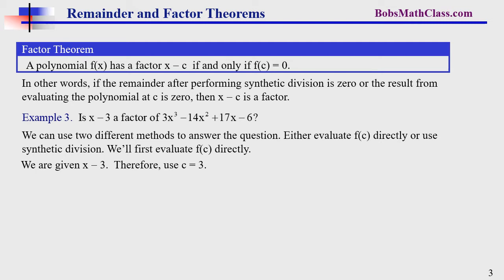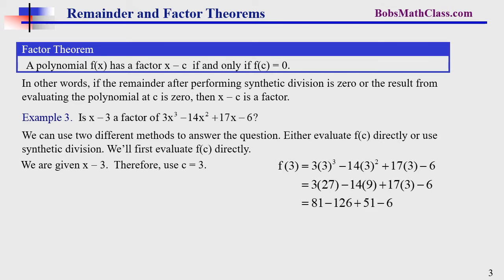So we're going to use c equals 3, and just plug in 3 everywhere you see an x, and then work it out. 3 cubed is 27, 3 squared is 9. Then do your multiplication. 81 minus 126 plus 51 minus 6. And that should give you 0.